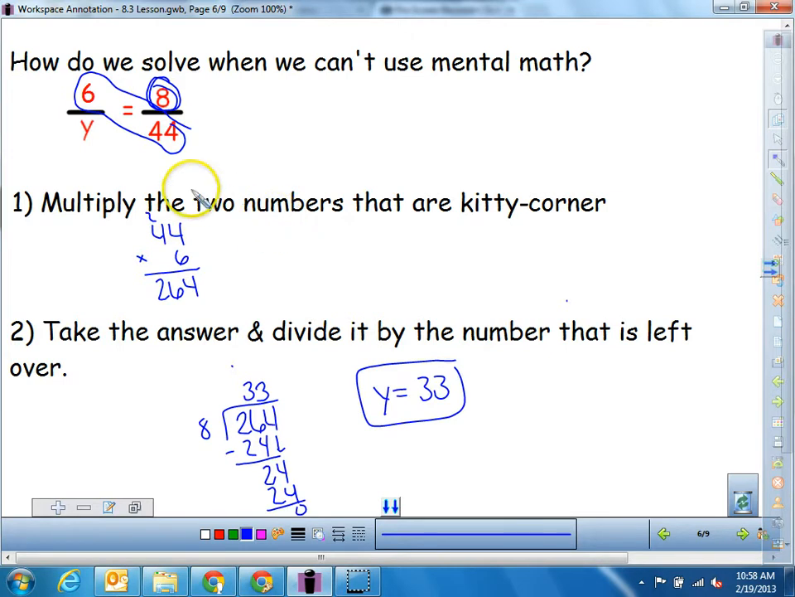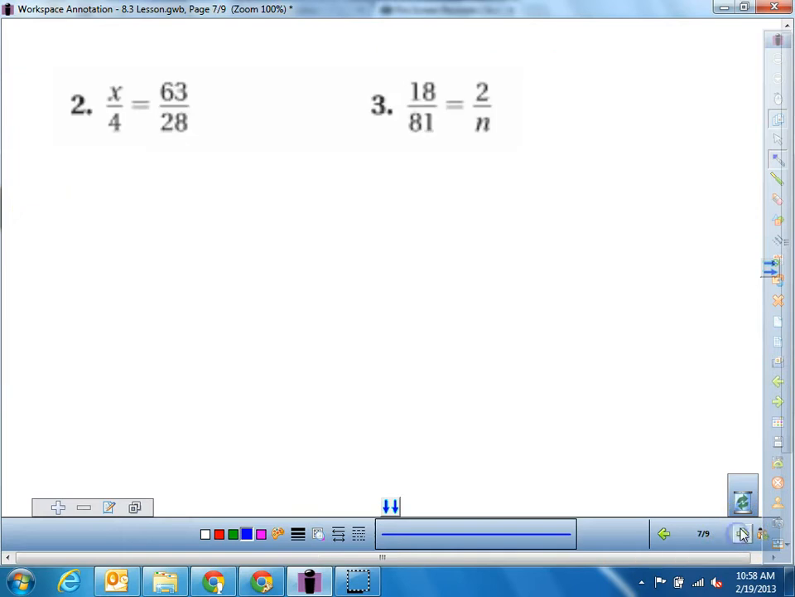So once again, our steps, the first thing we need to do is find 2 numbers kitty corner to each other, because there's always going to be one missing. That's what we're solving for. So no matter where it is here, find the 2 numbers that are kitty corner, multiply them, get your answer, and then divide it by whatever number you haven't used yet. Good job. So let's try it again.